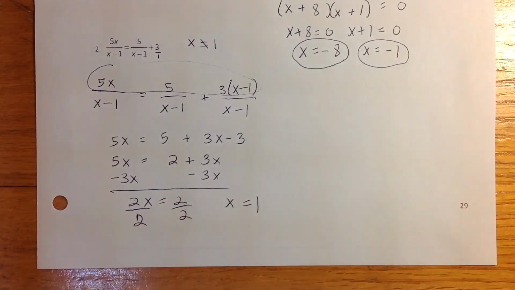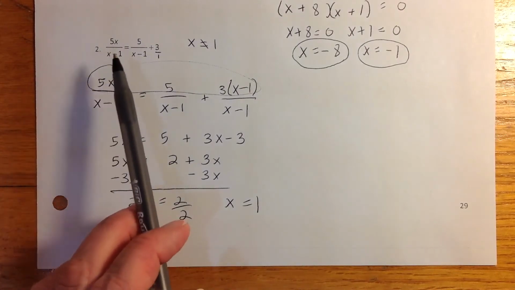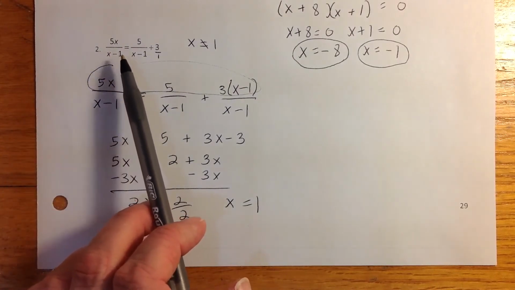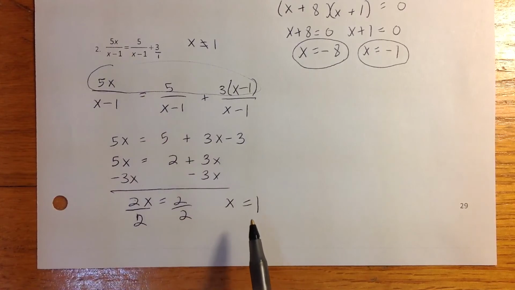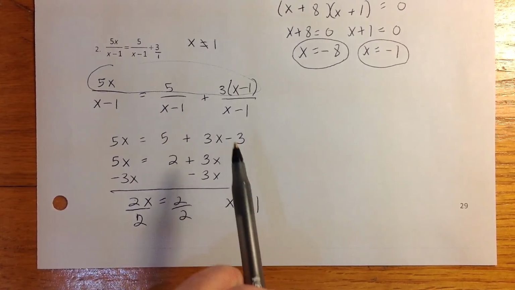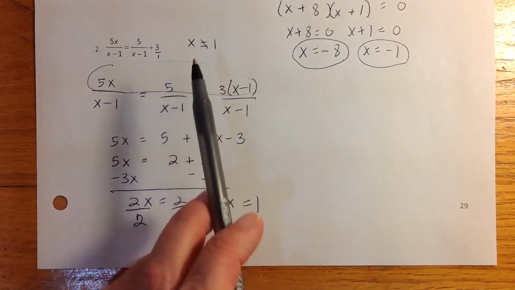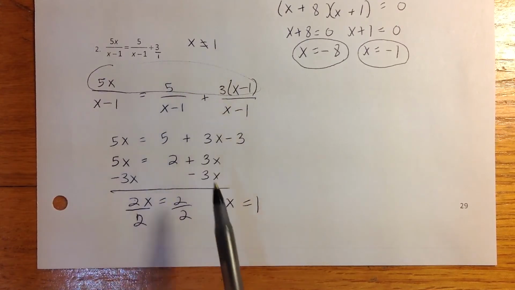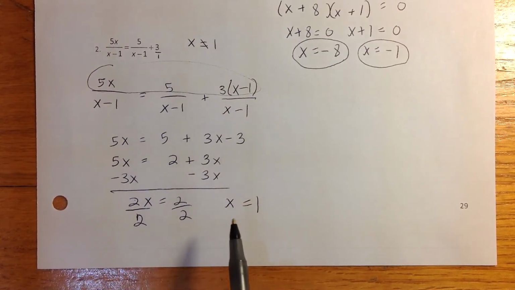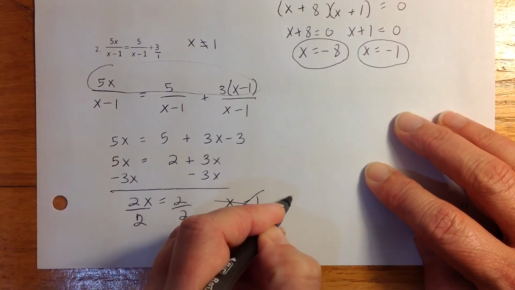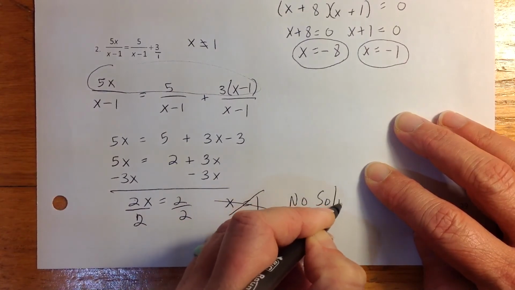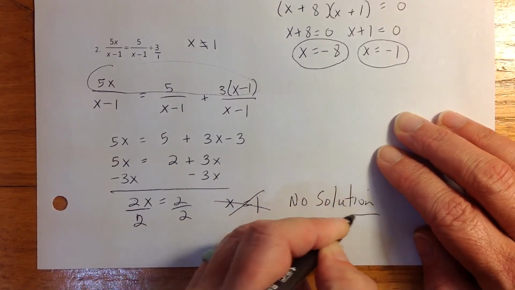Now, for rational equations, equations where you have variables in the denominator, I must check my answer against what x is not allowed to be. Well, x cannot be 1, and that's the only answer I got. So I can't keep that, and I'm going to write that there is no solution for this equation.